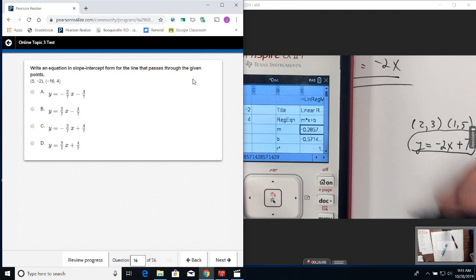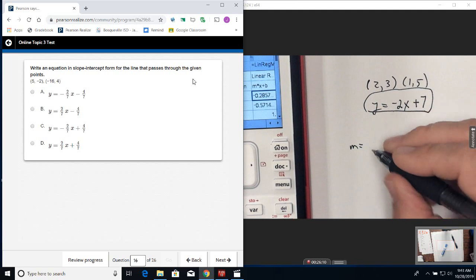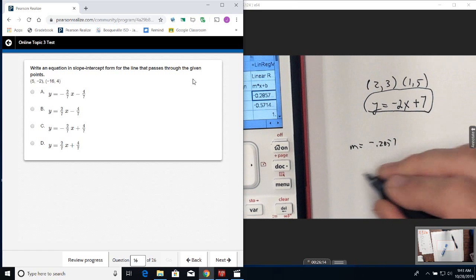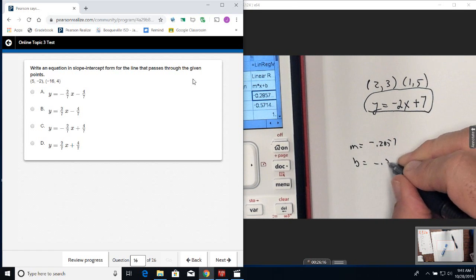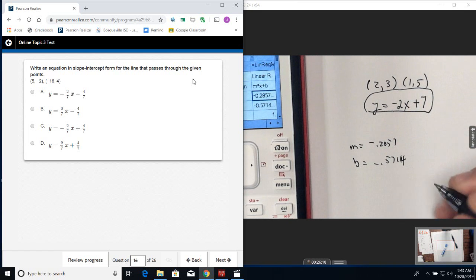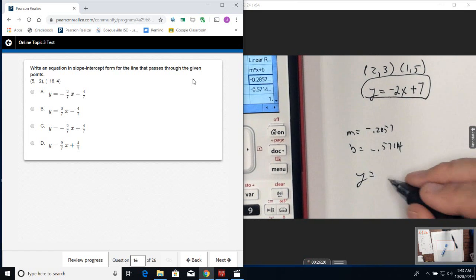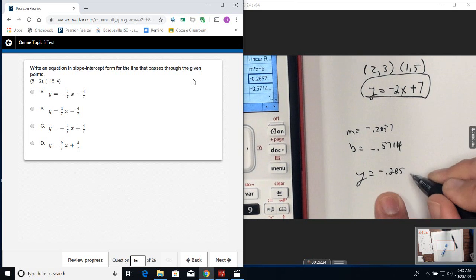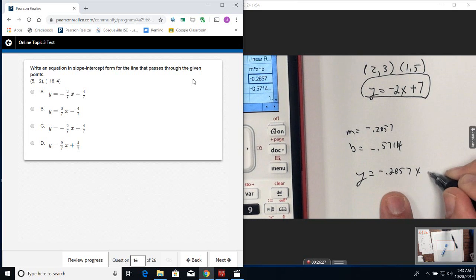So what do I get my slope to be here? The slope is negative 0.2857 whatever, and what's my y-intercept? A negative 0.5714. So how do I write that? Well, I'd write it as my slope is negative 0.2857x minus 0.5714. So which one of these would it be?